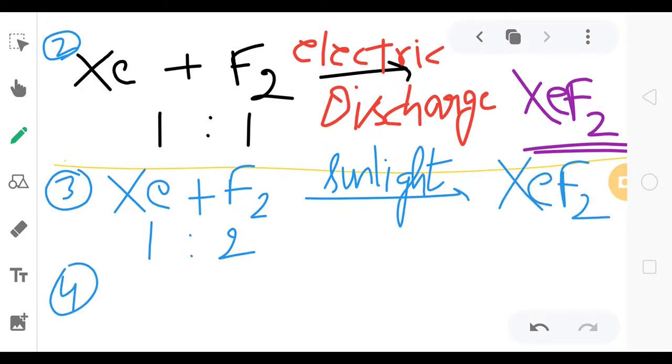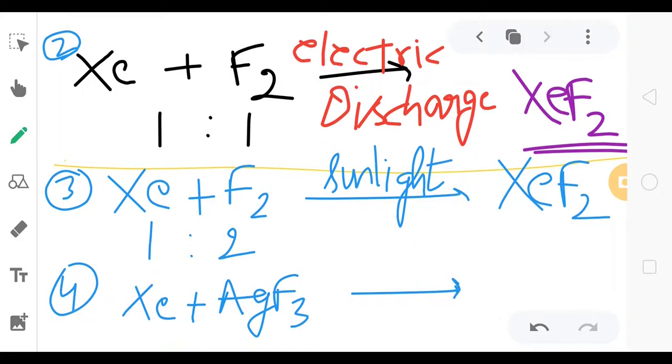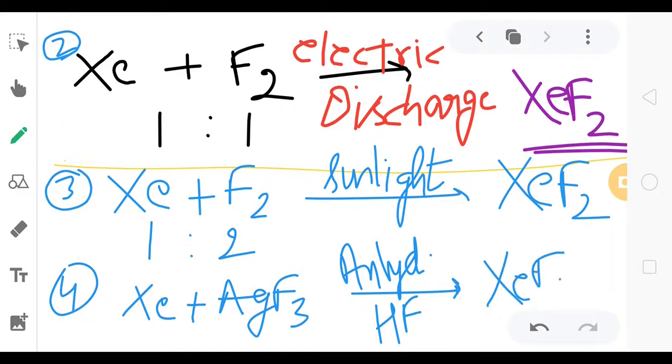The fourth reaction, xenon plus silver trifluoride. This is an important reaction. It has been asked many times in NET and JAM. Here you have to take anhydrous HF. Anhydrous HF means a source of the fluoride ion. Here also you will be getting the same compound, that is xenon difluoride.